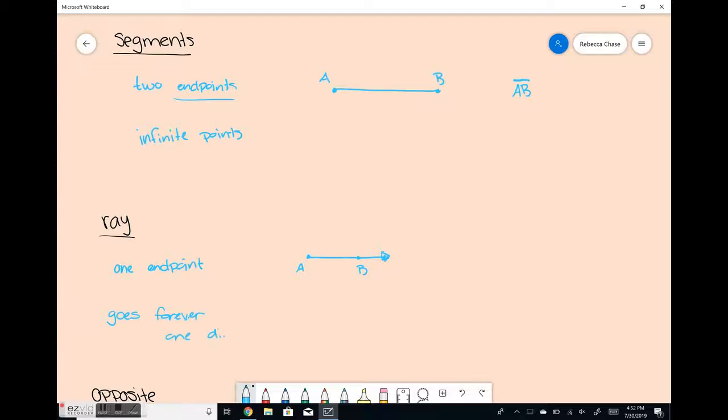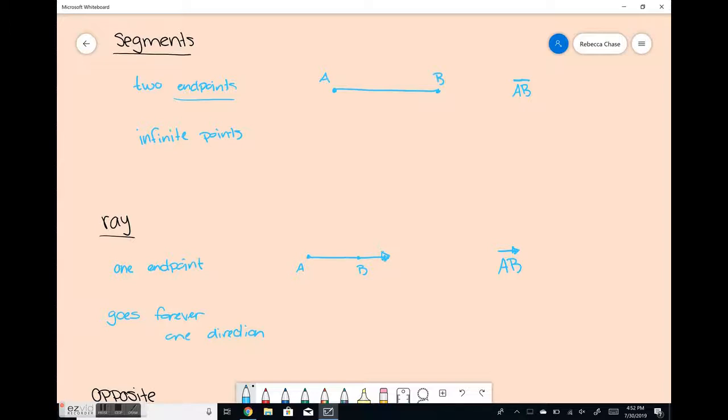So when we label this, we're going to use the 2 points that are labeled on it, but I'm going to draw a little arrow over top. And that tells me that at A, that's where my endpoint is, and then it goes on forever towards B. Make sure that's really important, okay?